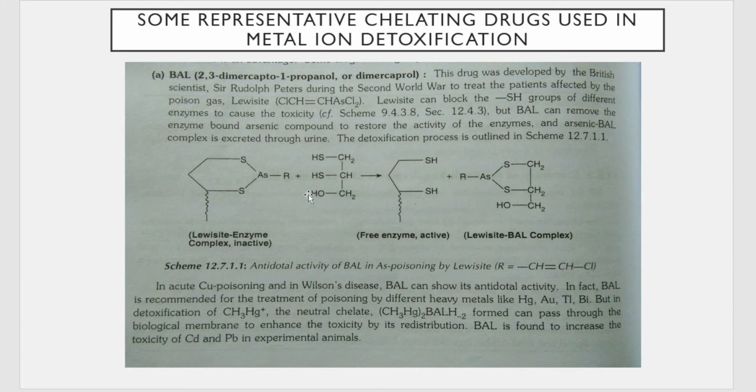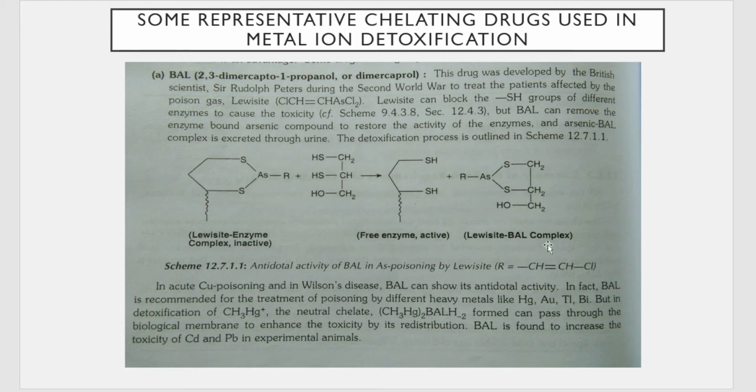So that is shown in the reaction, that is arsenic will leave this part where the enzyme is bound, it will leave that enzyme and form a complex with the BAL. So you can see 2H replaced from the BAL and arsenic has formed a complex, and as soon as BAL leaves, the enzyme becomes free and comes back to its active state.